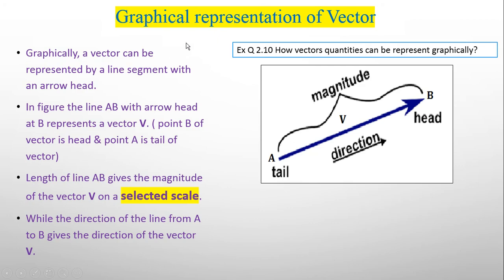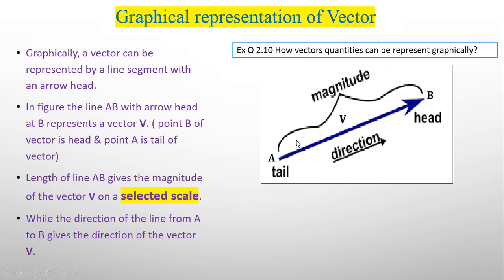Now we will see how vector quantities can be represented. So here is the graphical representation of a vector. I am also referring to exercise question 2.10, how vector quantities can be represented graphically. So here are some steps to represent a vector graphically. Graphically, a vector can be represented by a line segment with an arrowhead.